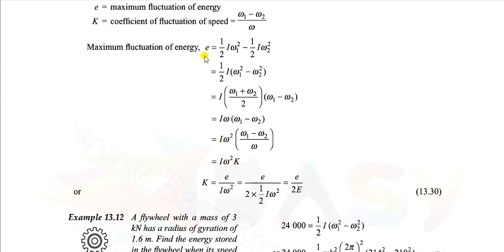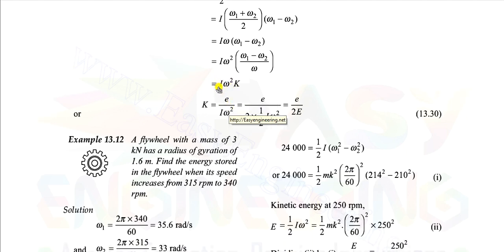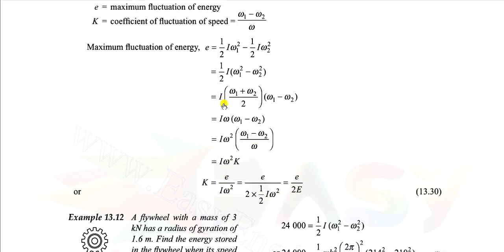In some books he will write delta E for this small e, that is the change, or difference, or maximum fluctuation of energy. So if mass is given and the radius of gyration is given, then I is equal to m k square, m kg square. So from here some quantities will be given and others will be asked.